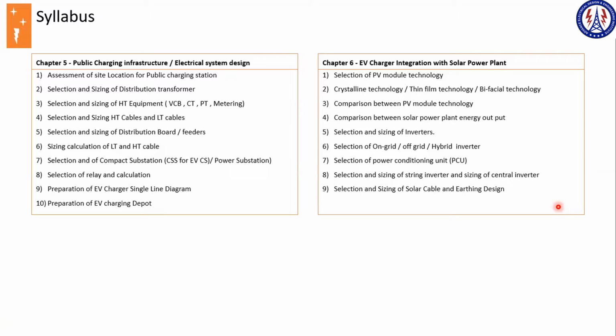So that design we are going to cover in module 5. In module 5 itself, we will address the single line diagram preparation for EV. And there is one more topic, which is EV charging depot construction, like city bus operational depots, public city bus charging depots, right?